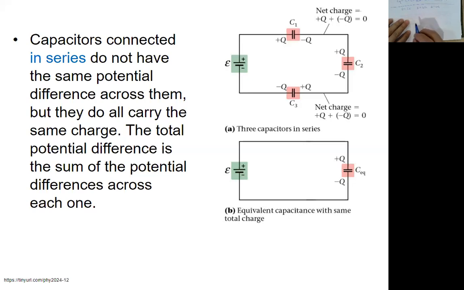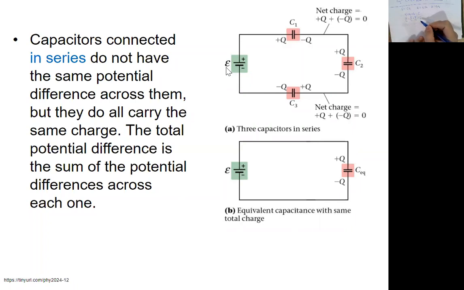The V across each capacitor, you add up: V1 plus V2 plus V3. That should be equal to the potential across the battery as the power supply, which is epsilon. So you can rewrite this: V1 is equal to Q over C1, plus Q over C2 will be V2, plus Q over C3 will be V3, and that equals epsilon.